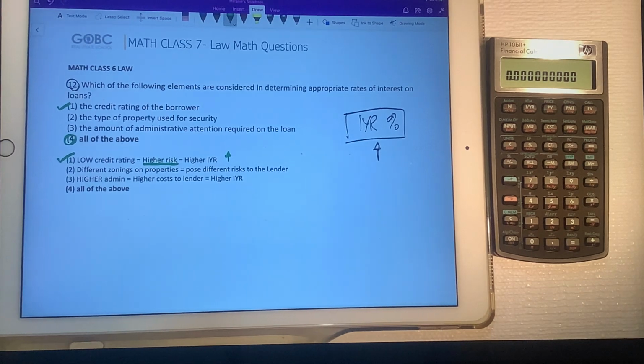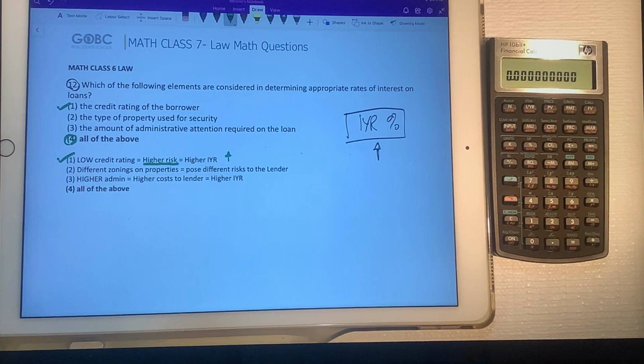So different types of properties, different uses for properties, different zonings on properties, they all pose different risks to the lender. So if you're purchasing a property for your main residence, so that is going to be the place where you live, then that's a pretty low risk as far as property use. You want a roof over your head, so chances are you're not going to default on that mortgage because then you won't have a place to live.